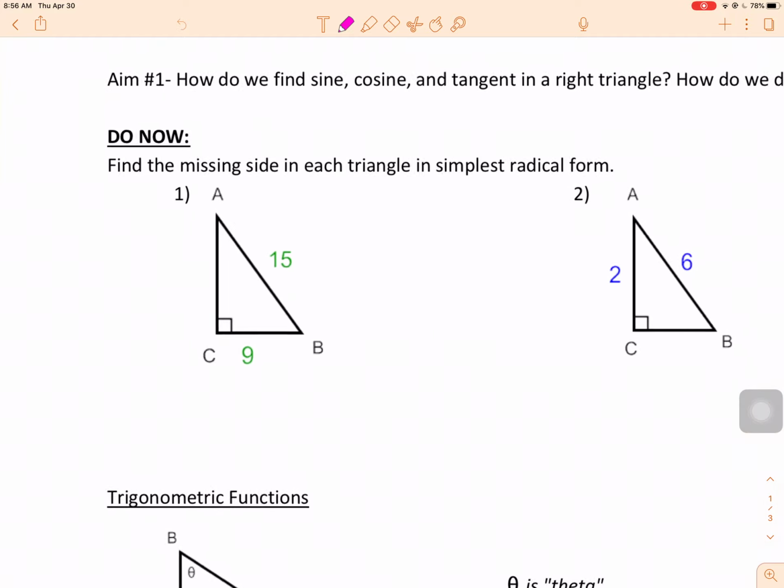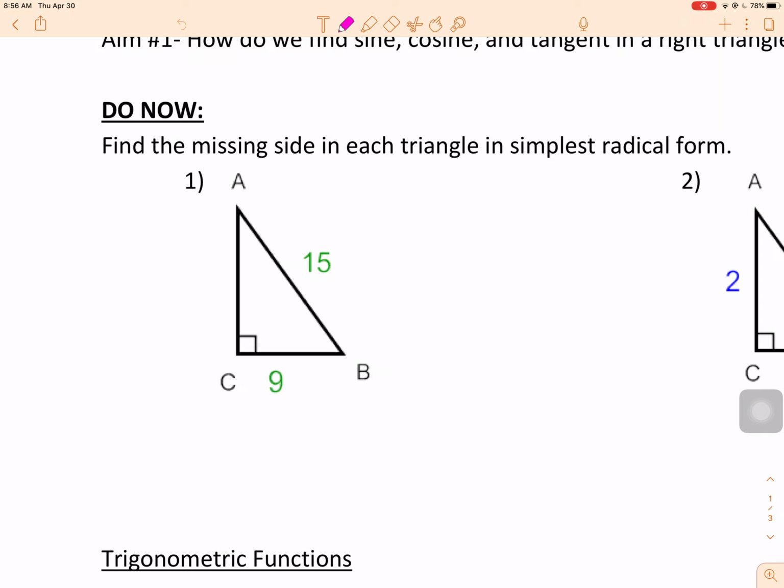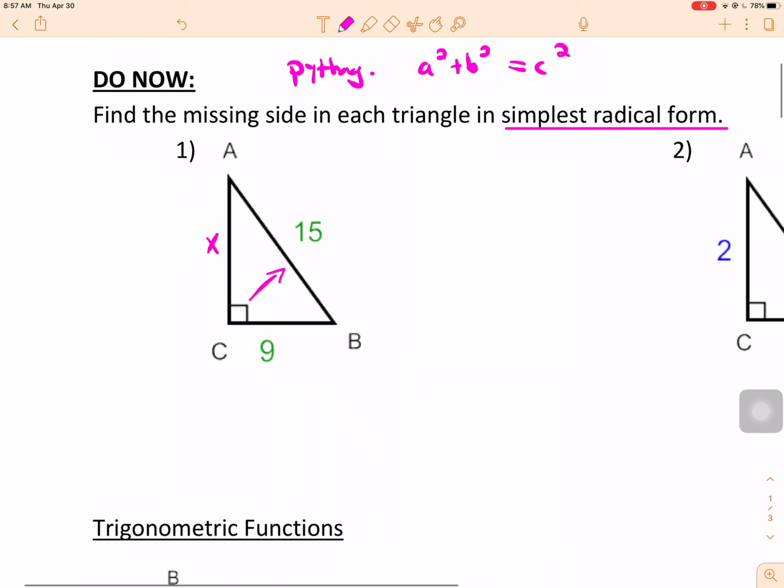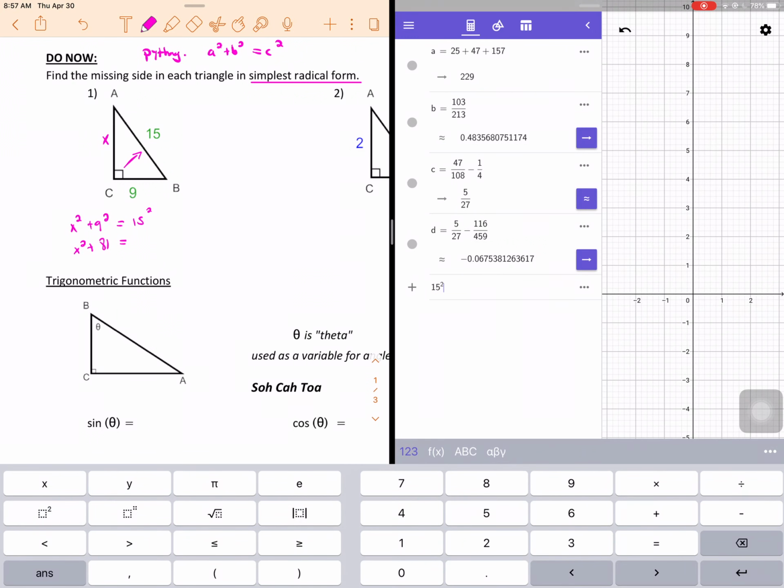So we're going to start off here with a nice triangle, a right triangle, and it says find the missing side. So we have a missing side here. Just a reminder, how do we find missing sides in right triangles when we know two sides? We use the Pythagorean theorem, right? Which is a squared plus b squared equals c squared, where c is the hypotenuse. So in this case, across from the right angle, 15 is the hypotenuse. And it also tells us find your answer in simplest radical form. So let's see, we get x squared plus 9 squared equals 15 squared. So you get x squared plus 81 equals, I think it's 225, but let's just be safe, right? So 15 squared, 225.